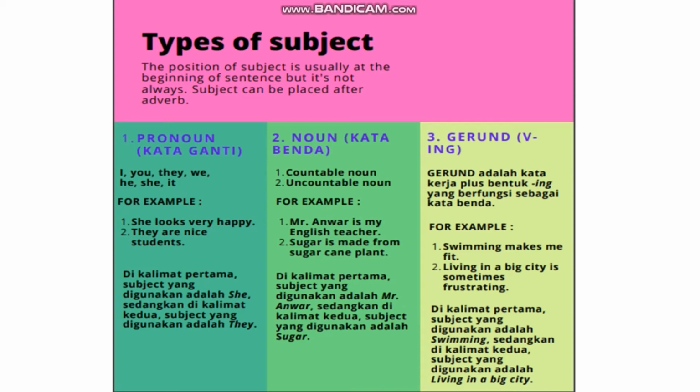The third type of subject in English is called gerund. What is gerund? Gerund is verb ing form that is used as a noun in a sentence. Number 1, for example, swimming makes me fit. The subject used there is swimming. And then number 2, living in a big city is sometimes frustrating. The subject used there is living in a big city. Okay, it's easy, right?